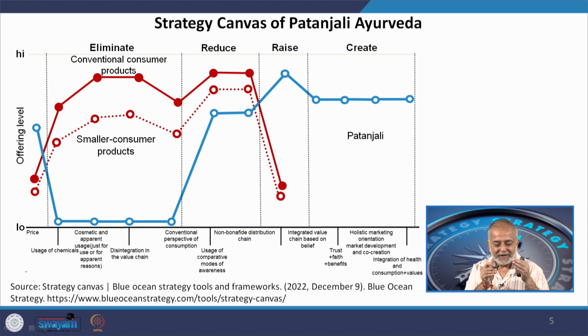And then the conventional perspective of consumption was that every product has to have a particular kind of value which the customer must feel in relation to their health and the effect of that product on their health, for the betterment of their health and so on. What is to be reduced? Comparative modes of awareness. Everyone goes for advertising, positioning it with a different kind of orientation.